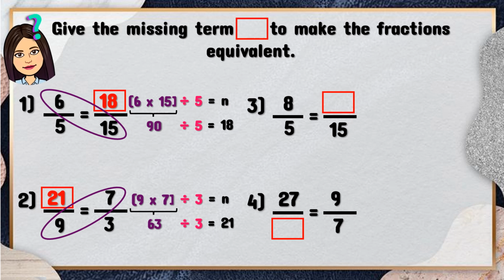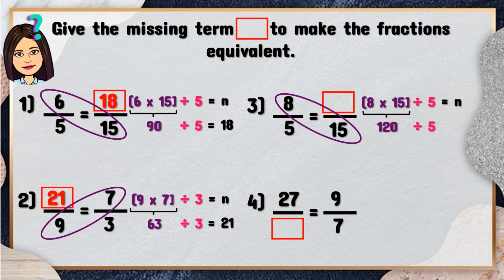Number 3. Let's multiply the numerator 8 and 15, divided by 5. 8 times 15 is 120. Divided by 5 is 24. So the missing term is 24. 8 over 5 is equal to 24 over 15.